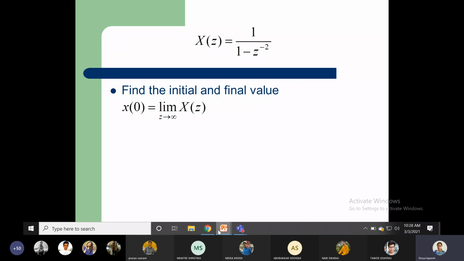So x of z is given in the question as 1 upon 1 minus z raised to minus 2. For z you replace it with infinity. z raised to minus 2 can be written as 1 upon z square. So if I replace z with infinity, then 1 upon infinity will be how much? 1 upon infinity will be how much?